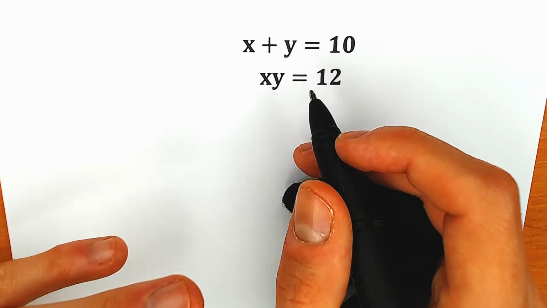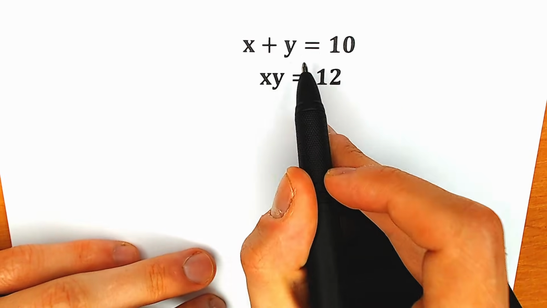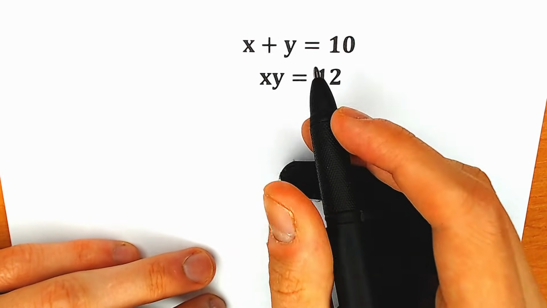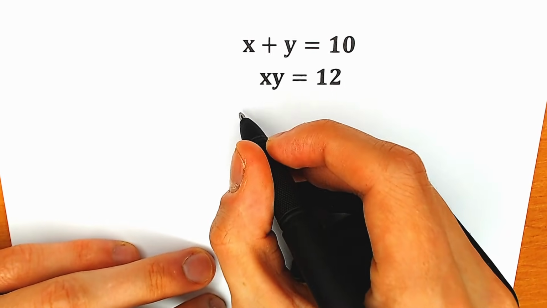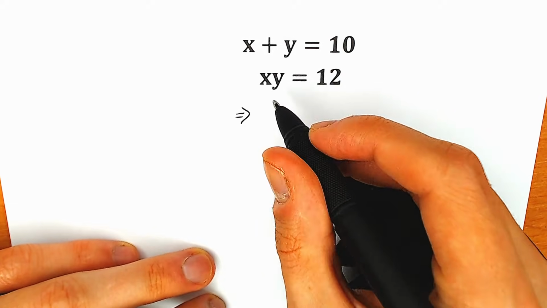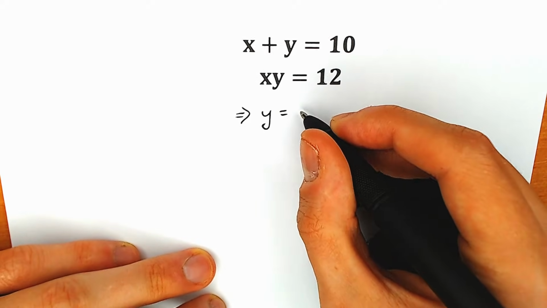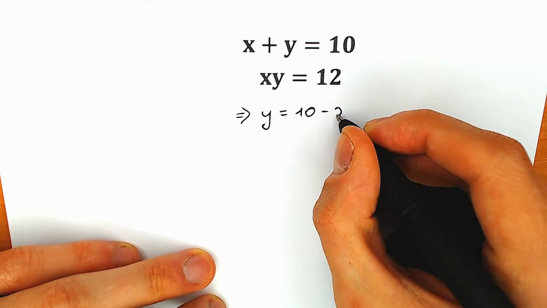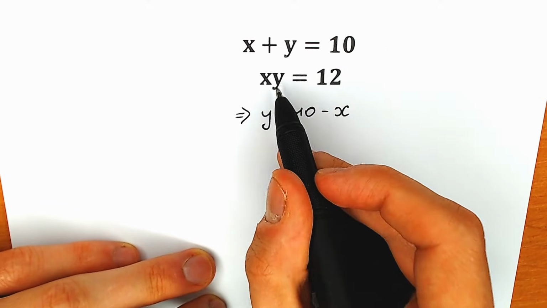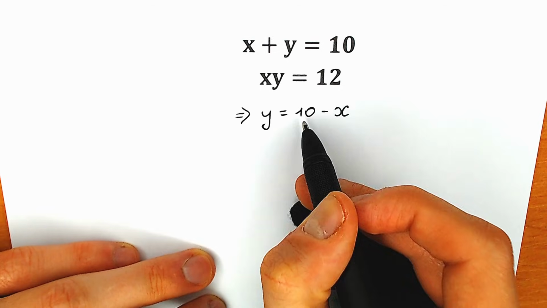Okay, so let's use our basic method. First of all, from this first equation, let's express our y. So our first step is to express y from the first equation. We have y equal to 10 minus x. And right now, we have the same y right here, but we can plug in this 10 minus x.